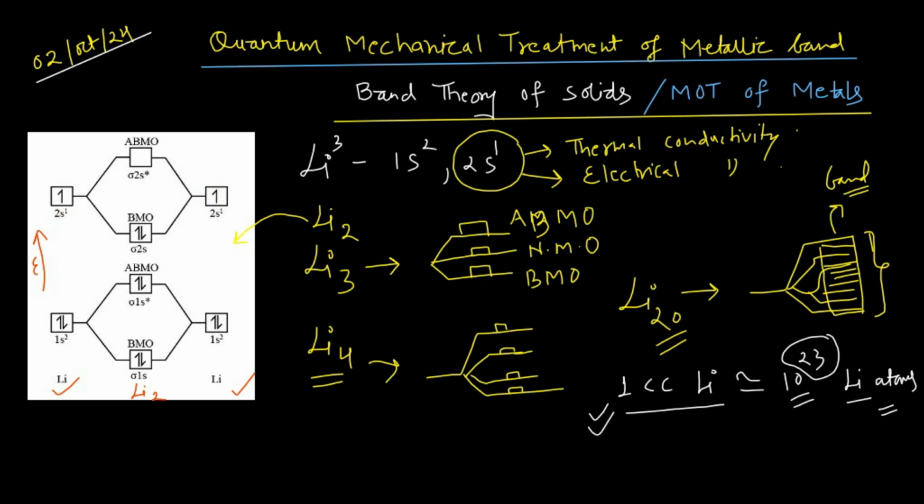And now you have to draw the molecular orbital diagram for 10 raised to the power 23 such 2s molecular orbitals, then definitely this will produce a band. So this is how we can generate the band in the band theory of solids.